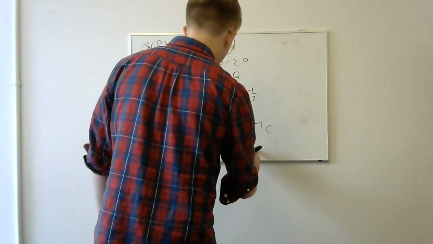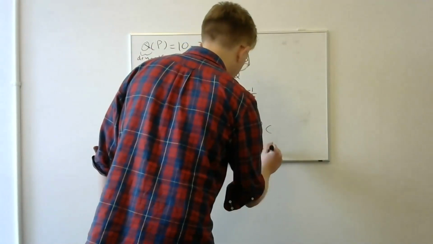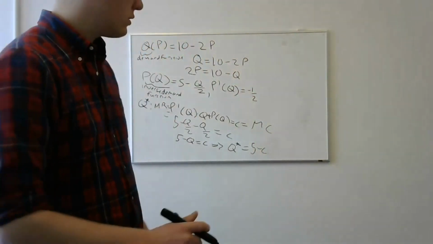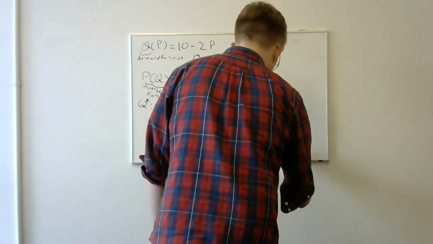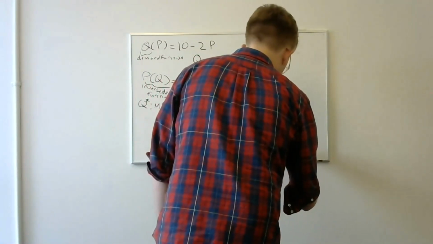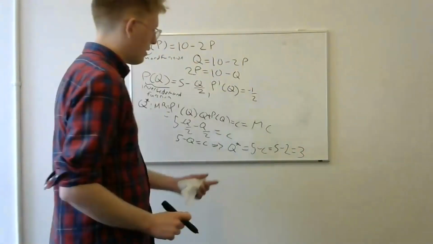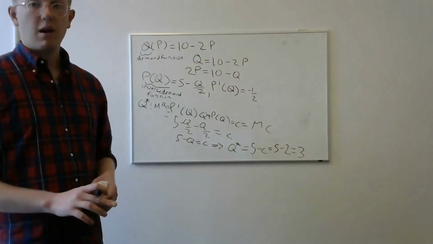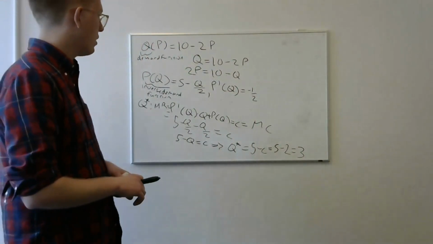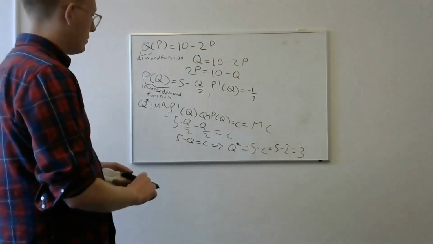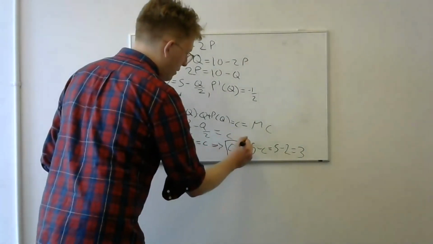Sorry, it's going to be given by 5 minus C. Okay, and now C here is 2, and so this is equal to just 3. So I figured out that the optimal quantity produced by my monopolist is going to be 3. Okay, now that I have this, that's great.